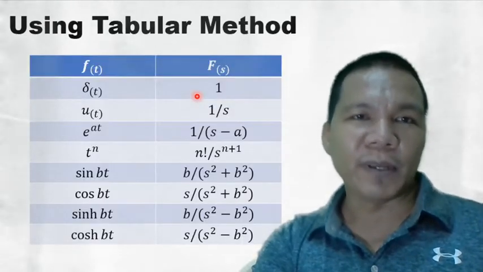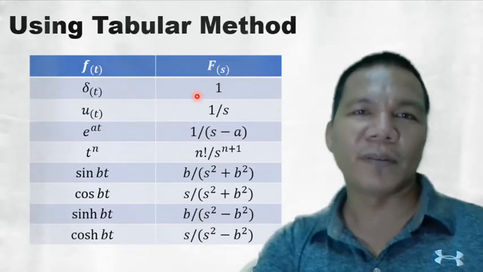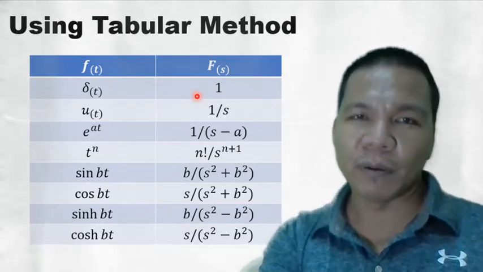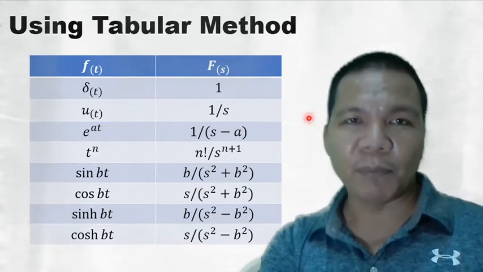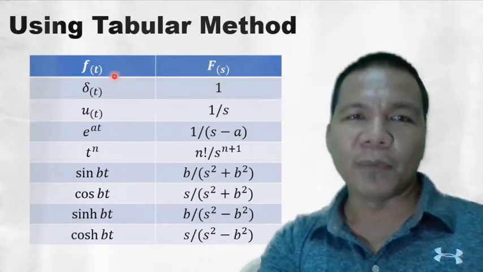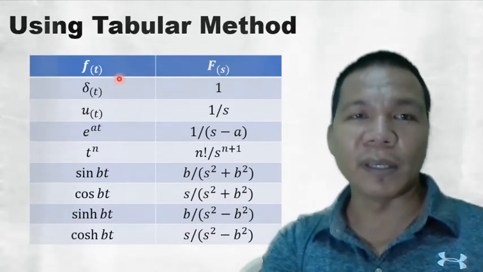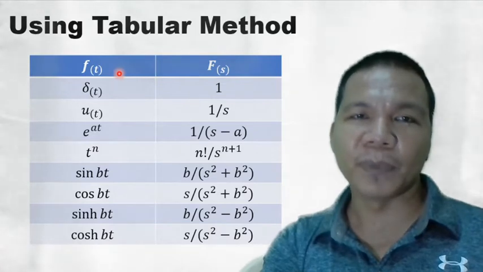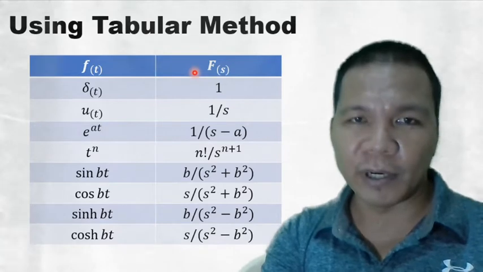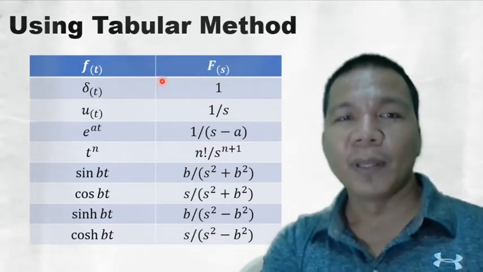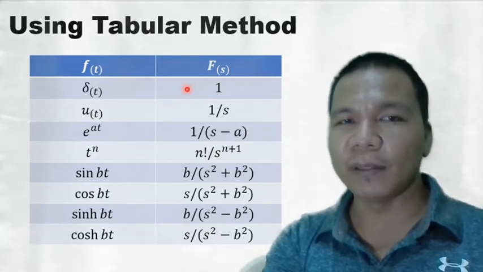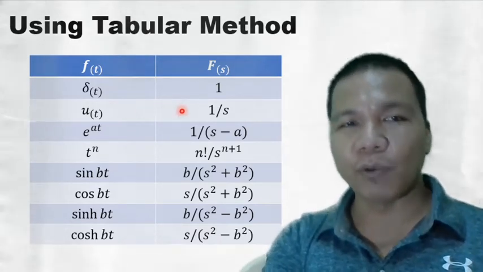Okay, now before we start solving problems, we need to go back to our previous lesson, which is the Laplace transform of a given function. Now, for example, on this column, you can see your function of t, and on the other column, that is the Laplace transform of your function of t. So take note that the Laplace transform of this Dirac delta function is equal to 1. For the unit step function is equal to 1 over s.